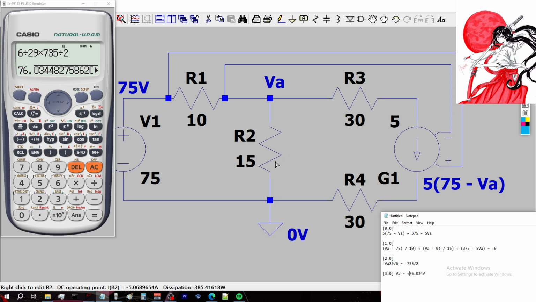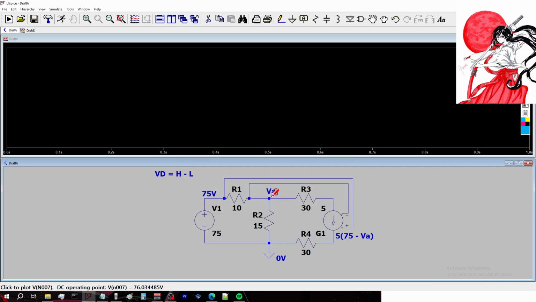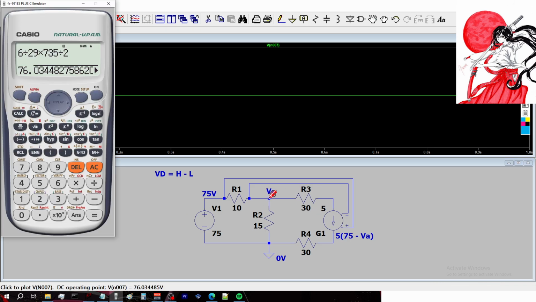Say that's positive. And let's see if that's true. So let's run our simulation here. All right. And that is indeed true. Where's my calculator? Yep, that is indeed true. And there you go.